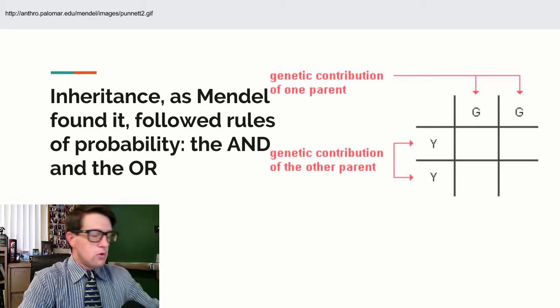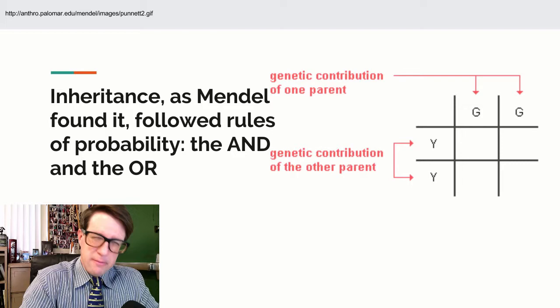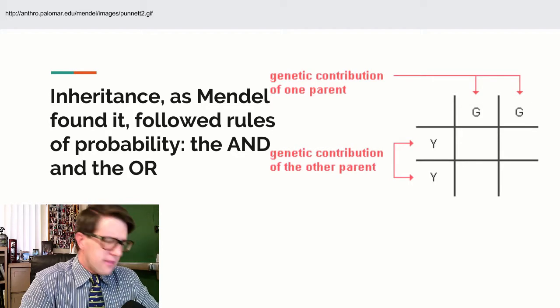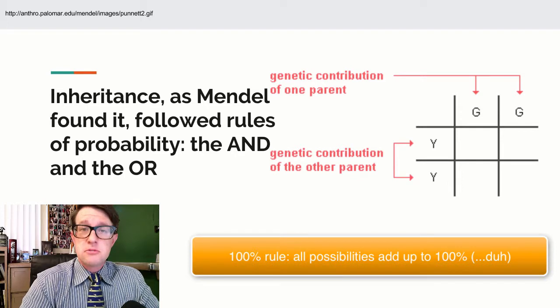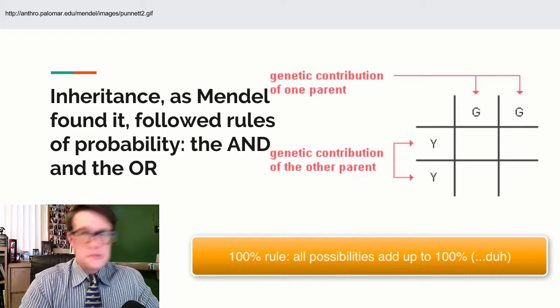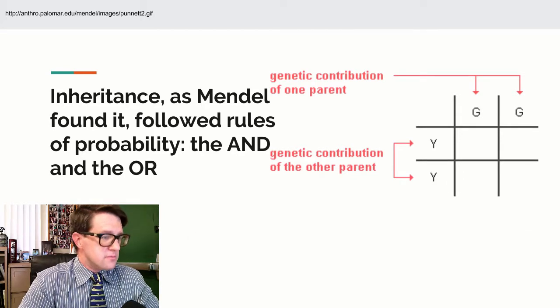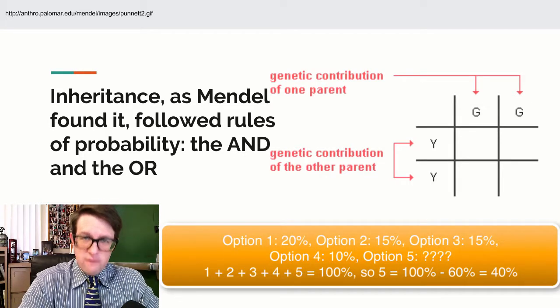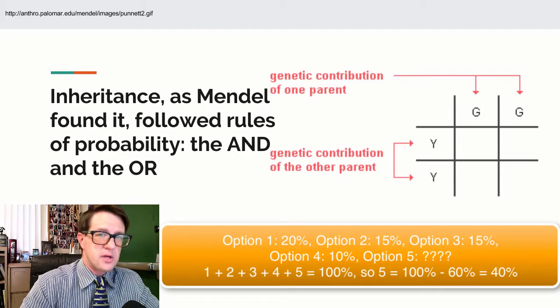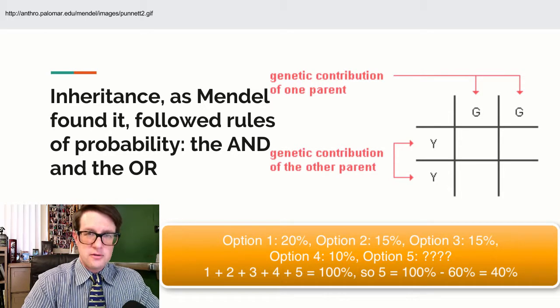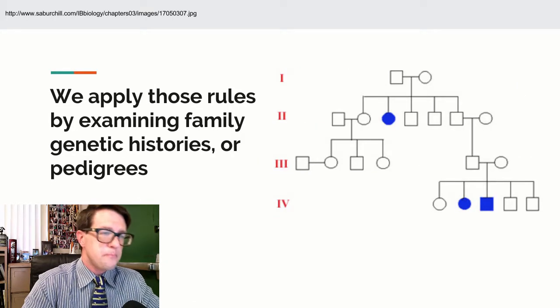There's one other rule, and it's implied, but I'm making it explicit, and that's the 100% rule. All possibilities add up to 100%. So if there are 5 possible outcomes, the probabilities of all 5 of those better add up to being 100%. If there are only 2 possible outcomes, then they better add up to being 100%. That's what the 100% rule plays out to be.